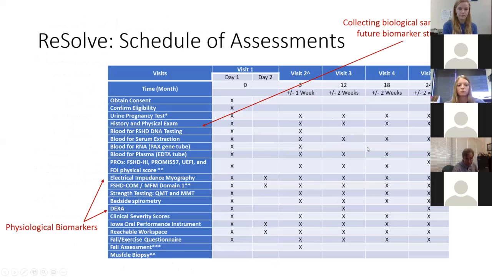When you look at the things that we're measuring in Resolve, and this is just showing you what we do at each visit and how many visits we have, you can see that we have a number of biomarkers. These are biological fluids where we can look for biomarkers. We have patient-reported surveys or questionnaires. We have strength and functional testing, and we also have some biomarkers like DEXA and electrical impedance myography included.